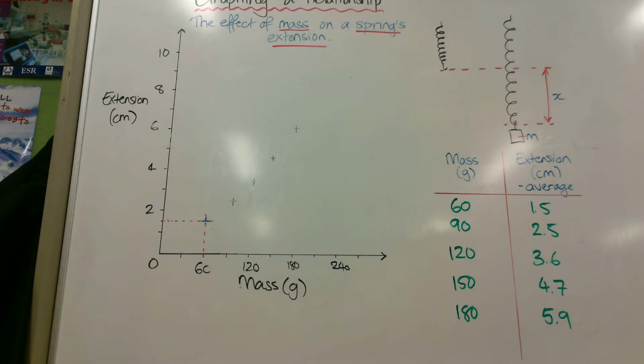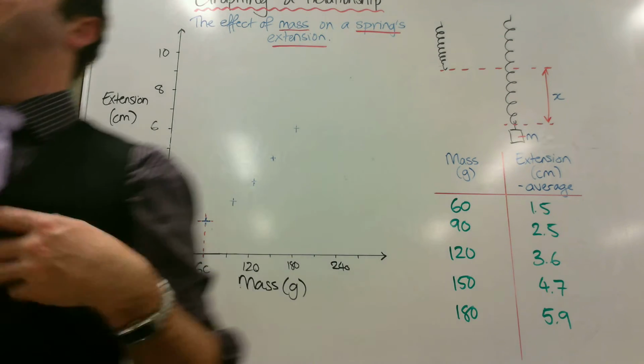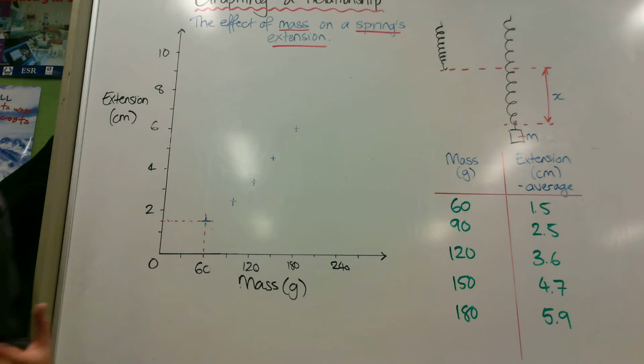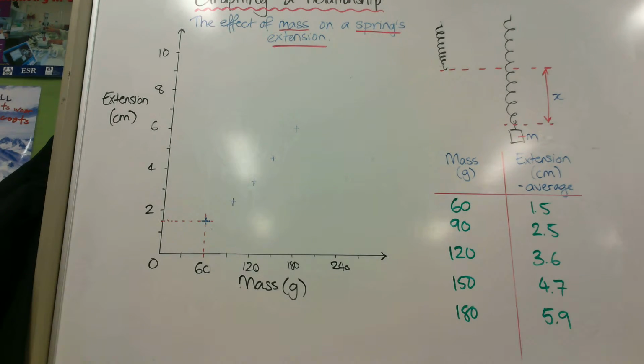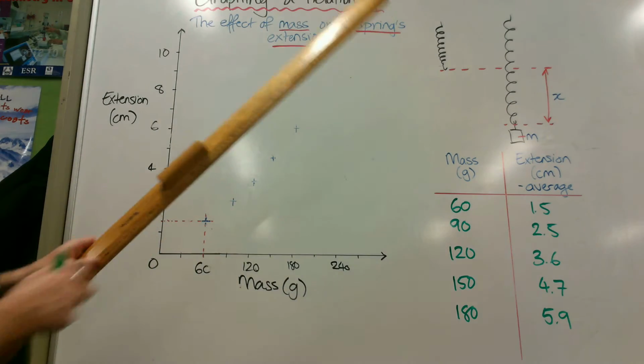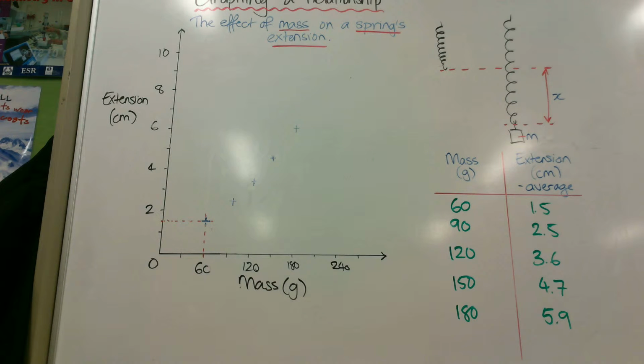Now if I have a look at those, do they look like a curve or do they look like a straight line? Okay, if they look a bit like a straight line, you have to make it into a straight line. It's what we call a line of best fit. So what we're going to do there is we're going to draw a line that hits as many of those crosses or pluses as we can.